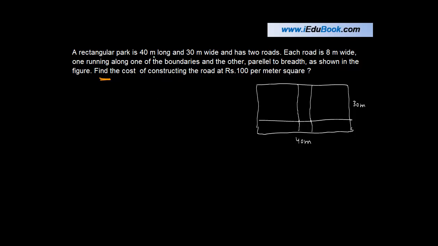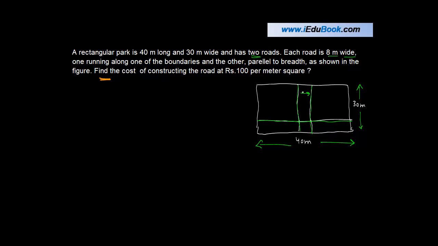A rectangular park is 40 meters long. Okay, so you have this rectangular park which is 40 meters long and 30 meters wide. So this is 30 meters, and it has two roads. So basically these are the two roads which are there in this rectangular park, right? Each road is 8 meters wide.